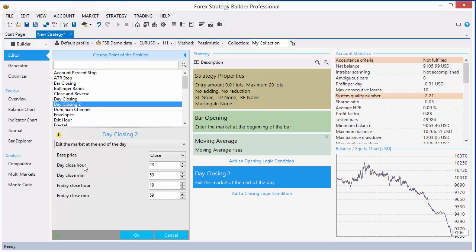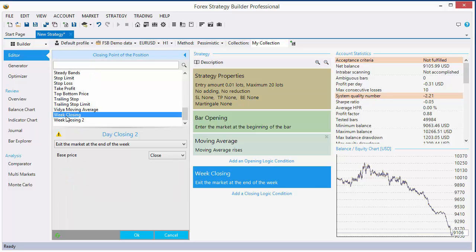For example, we can specify the closing time for the day, for every day. I have 23 and 59 minutes here, and we can specify a closing hour for Friday. It depends on what time the market closes in our time zone. These times are always according to the server time, according to the broker. These are not local times. We have to check with your broker at what time the market closes on Friday, and set the closing hour here. It is the same for week closing.